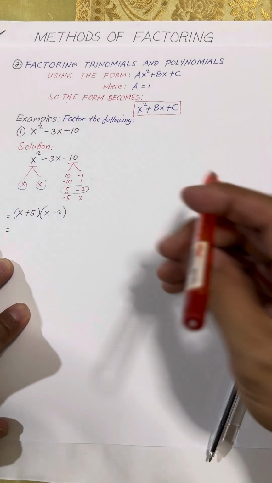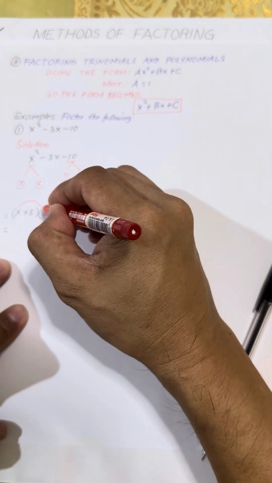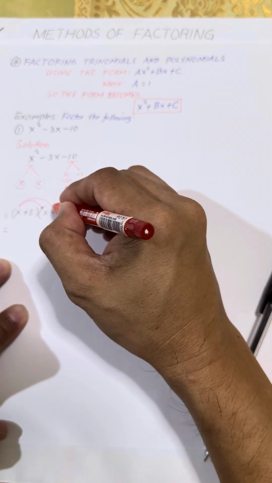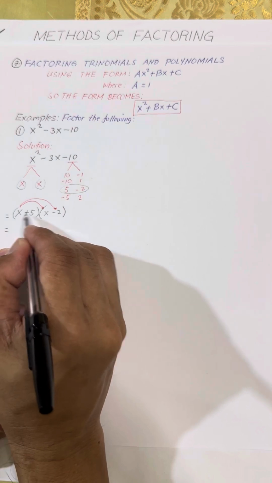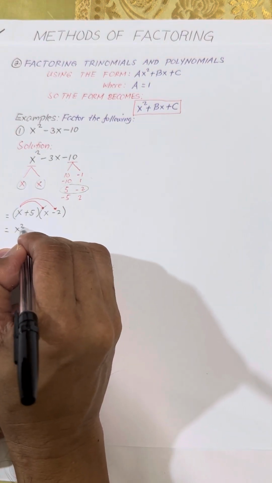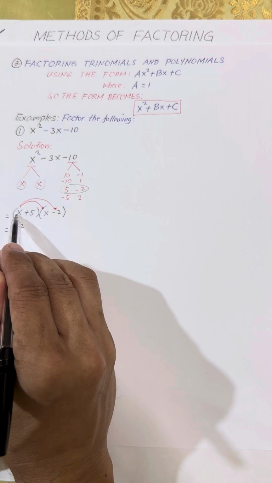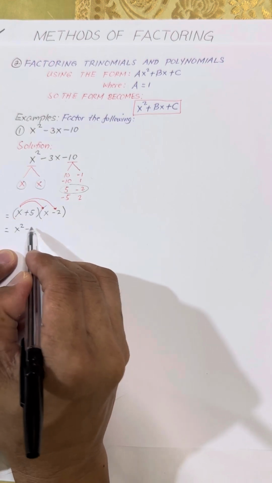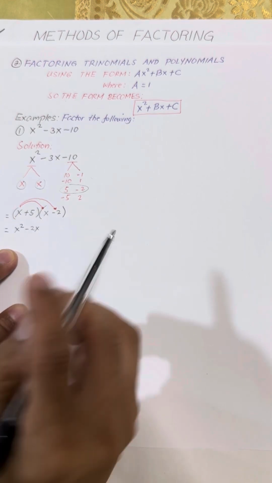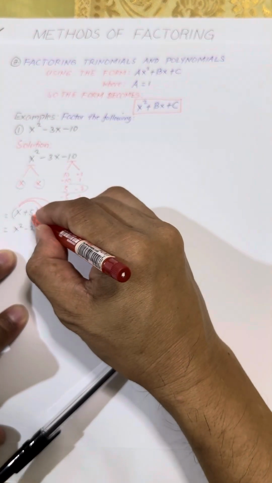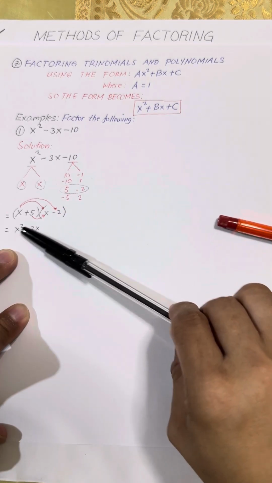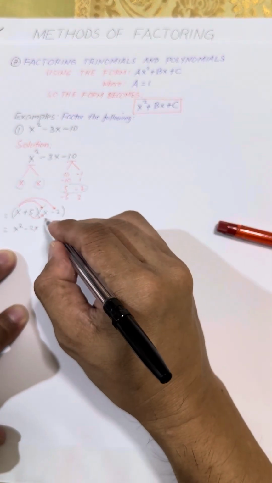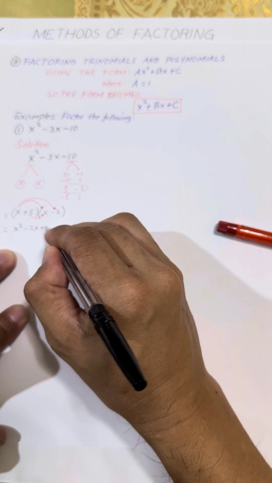So how to check? We just distribute, like what we did in our previous example. We are multiplying binomials here. Okay, so first term multiplied by first term. From the law of exponents, x times x is x squared, right? Then positive x multiplied by negative 2, so this is negative 2x. All right, and the next, the inner one. So second term to first term, positive 5 times positive x, so that would be plus 5x.